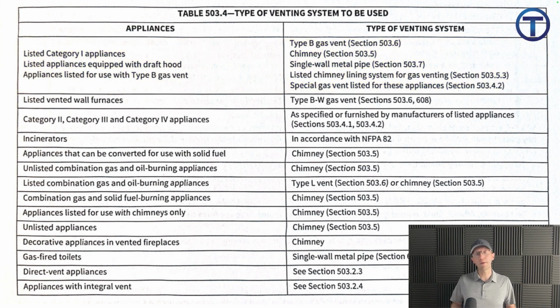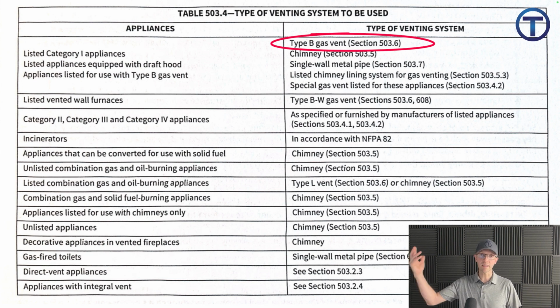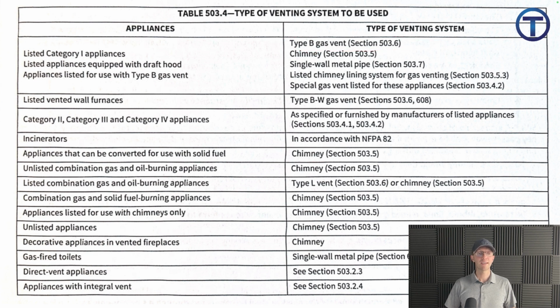Now, what are the most common options that we use? Well, usually it's going to be type B. For most new construction, type B is the double wall. It has a lower clearance from combustibles. It can easily move through. It's more affordable than building a brick chimney. But chimneys have been used for many years. And you also see chimneys with lining, especially for gas venting.